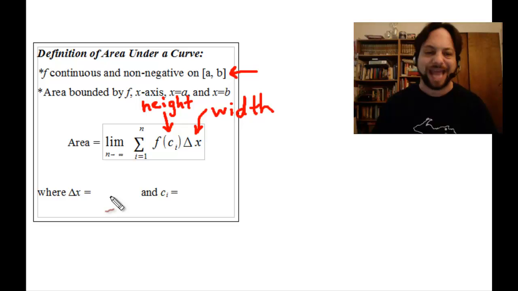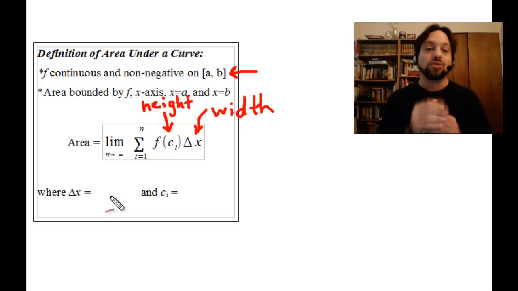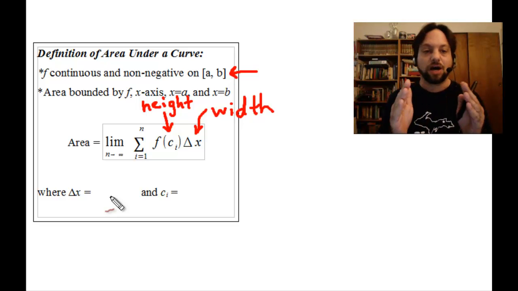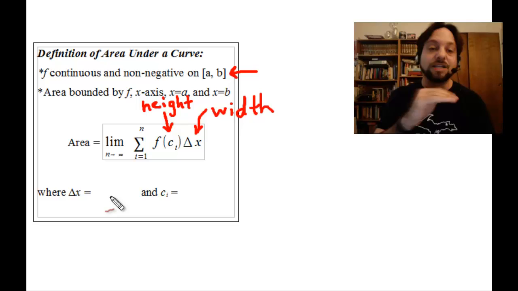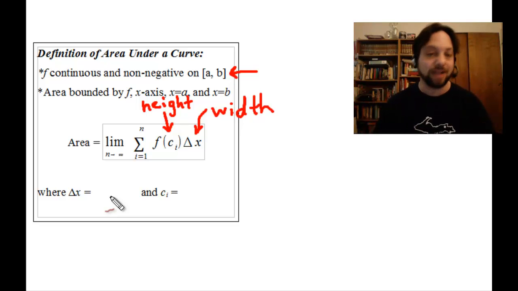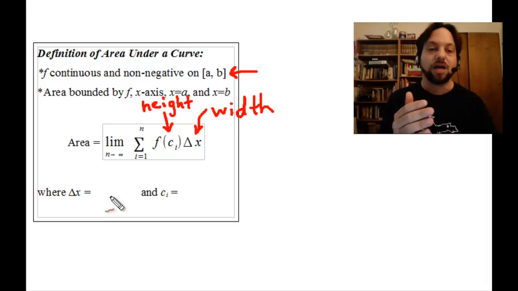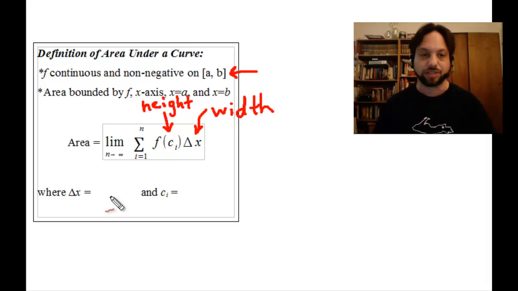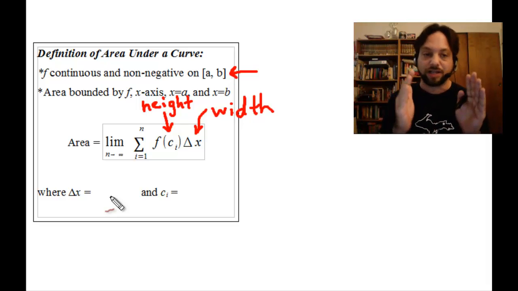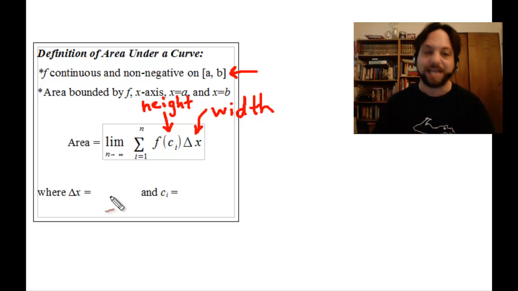But that's not a very accurate rectangle to use. So let's use two rectangles. What would be the width of each of those? Well, it would be the length of the interval, b minus a, divided by 2. Again, not very accurate, but it's getting at the point. If we want 10 rectangles, we simply take the length of that interval and divide that by 10, and so on and so on. So the width of each rectangle is simply going to be the length of the interval, b minus a, divided by n for however many rectangles we want.